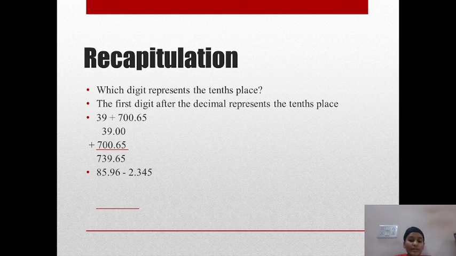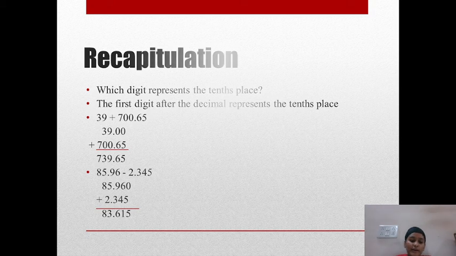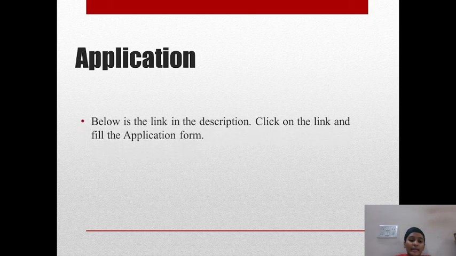85.96 minus 2.345. Now here again you will add 0. Now here 0 is not possible. From 0 you cannot minus 5, so you will take 1 from the 6. It will be carry forwarded and 6 will be converted to 5, so you will get 5 and 6. 5 minus 4 will be 1 and your answer will be 83.615.